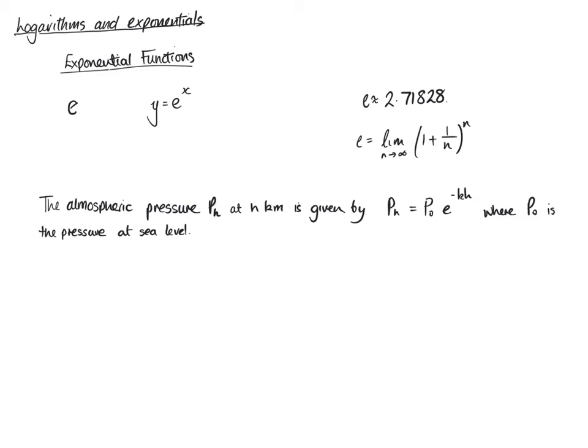We've been told that the pressure at sea level is 760 millimeters of mercury. You don't really need to understand that, it's to do with thermometers. And k is equal to minus 0.126. Calculate the pressure 3 meters above sea level.